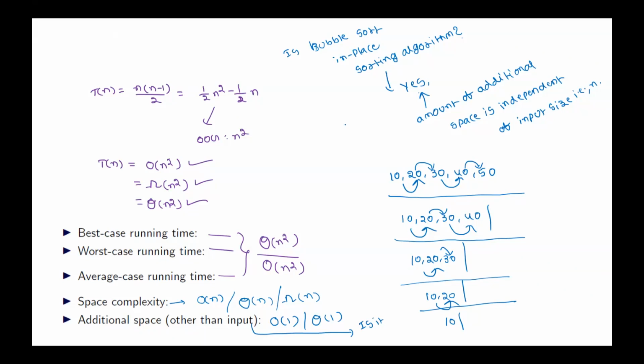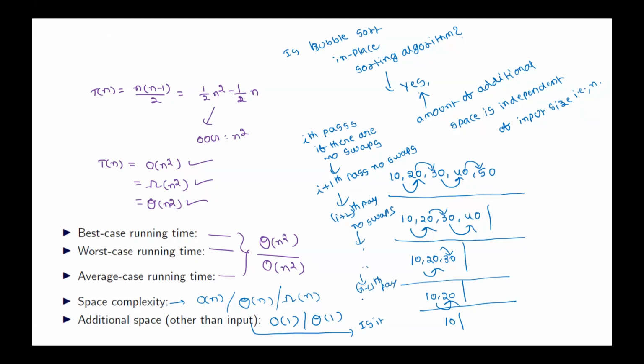No. That means if in a particular ith pass there are no swaps, it implies that the i plus 1th pass also has no swaps, the i plus 2th also no swaps, and so on, up to the n minus 1th pass also no swaps. Correct? That means what?